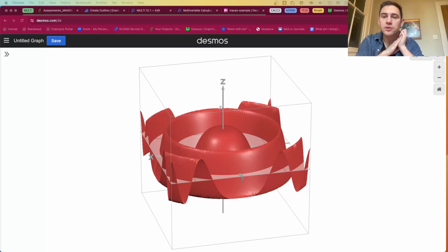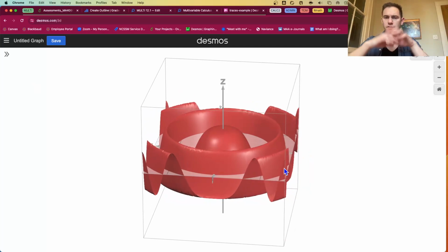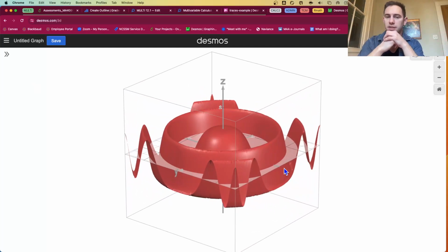Okay, so now you will see an item pool question that asks you to identify which of the functions of x and y listed will produce this surface. So go ahead and take a moment and answer that question. What do you think is going to give us this surface, which has this importantly radially symmetric looking shape?